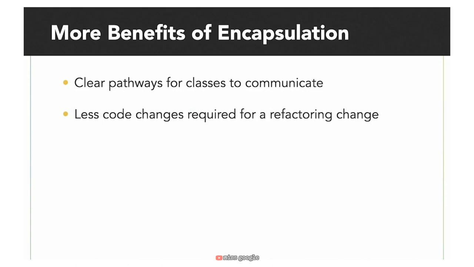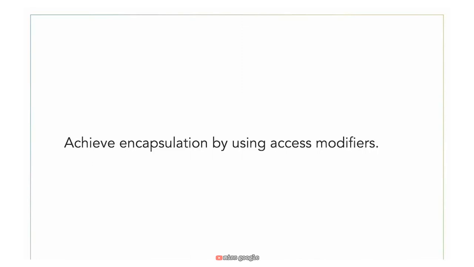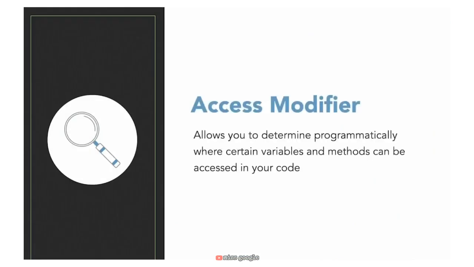Furthermore, with more restricted access, it's less likely that an attribute would be overwritten with an invalid value or null unexpectedly. In Java, we can achieve encapsulation by using access modifiers. Different access modifiers determine where certain variables and methods can be accessed in your code. In other words, they allow you to restrict the scope of specific functionality in your program.